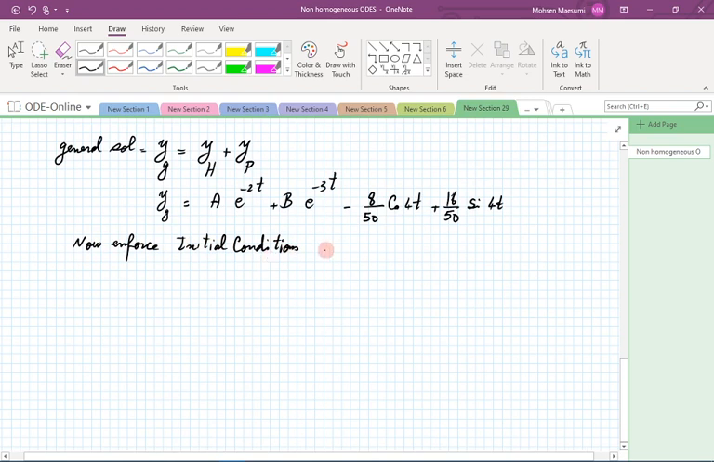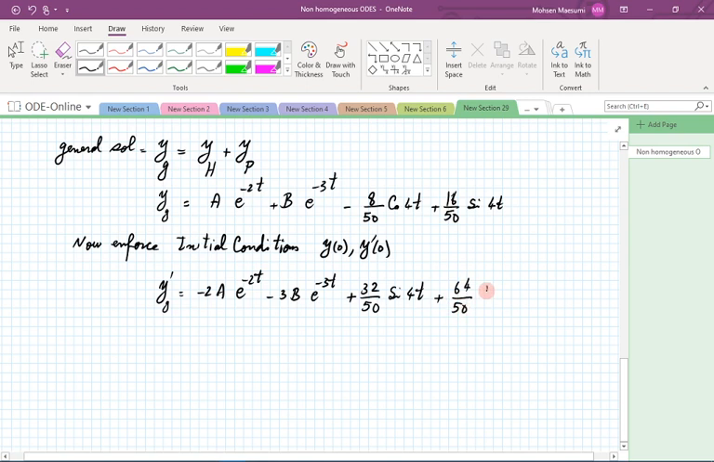Well, for initial conditions, what do we have? We have y(0) and y prime (0). So I really need the derivative of this thing too. So y prime, well, differentiate, so I get minus 2a exponential of minus 2t minus 3b exponential of minus 3t. A factor of 4 comes out, so it becomes plus 32 over 50 sine of 4t, and then this one also 64 over 50 cosine of 4t.